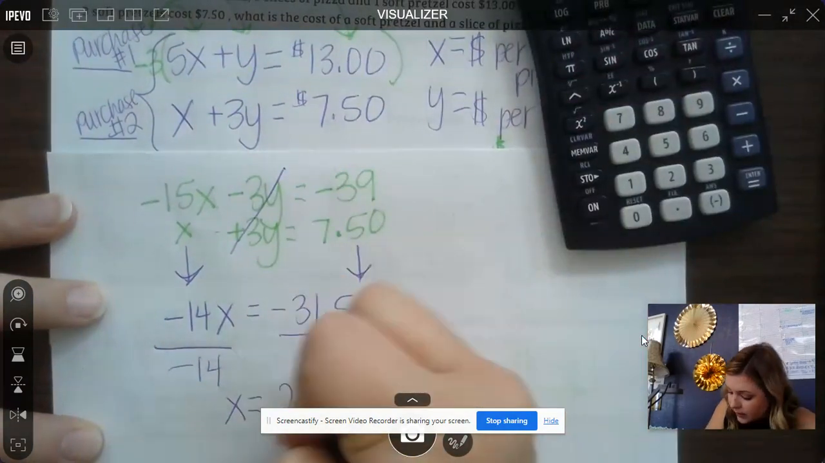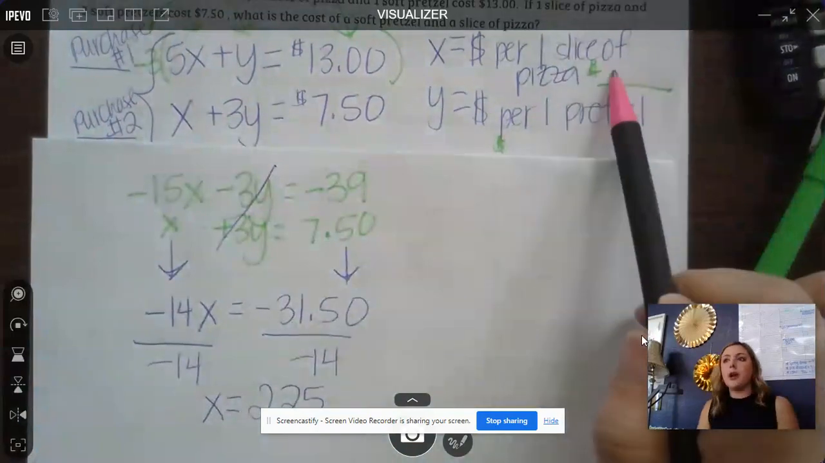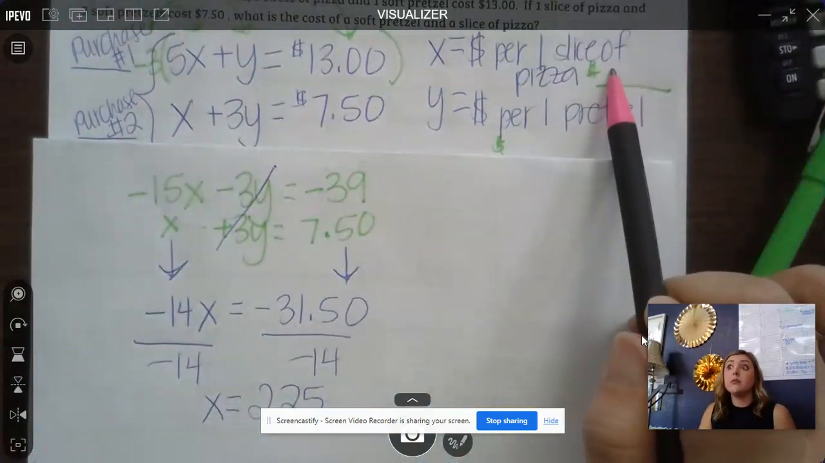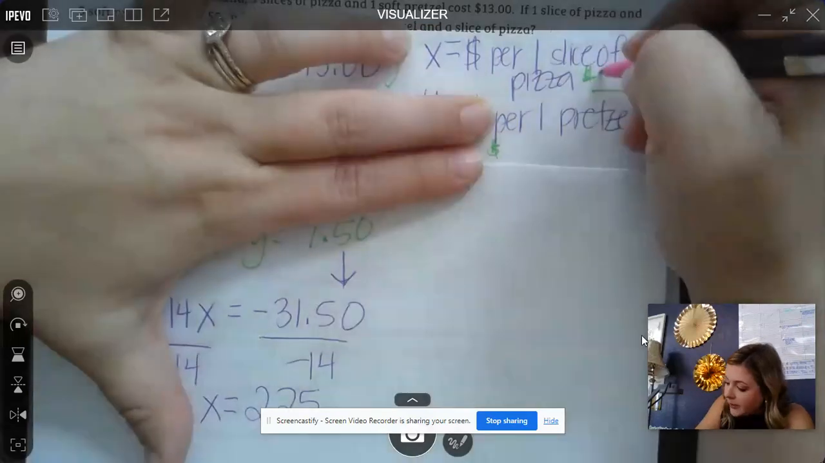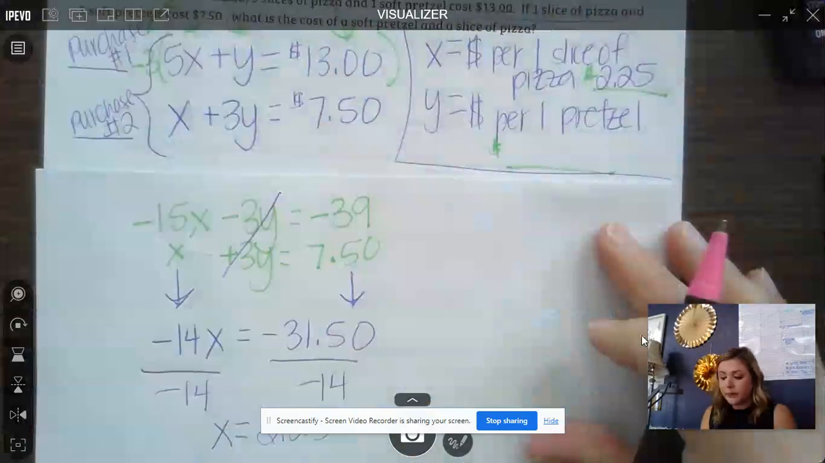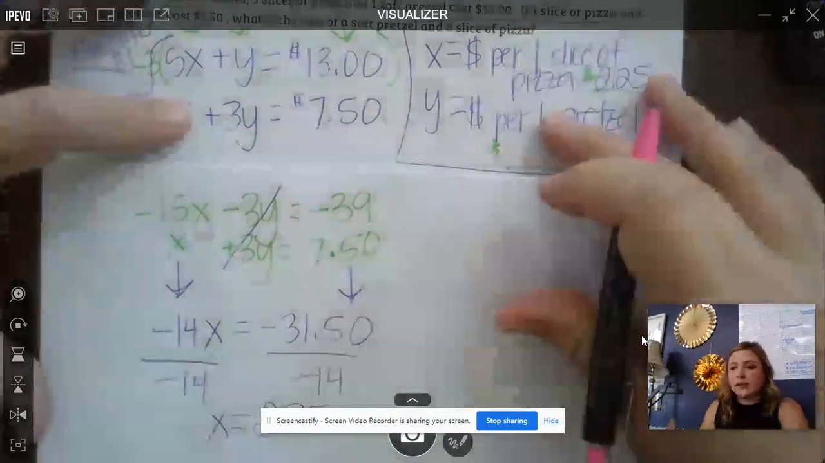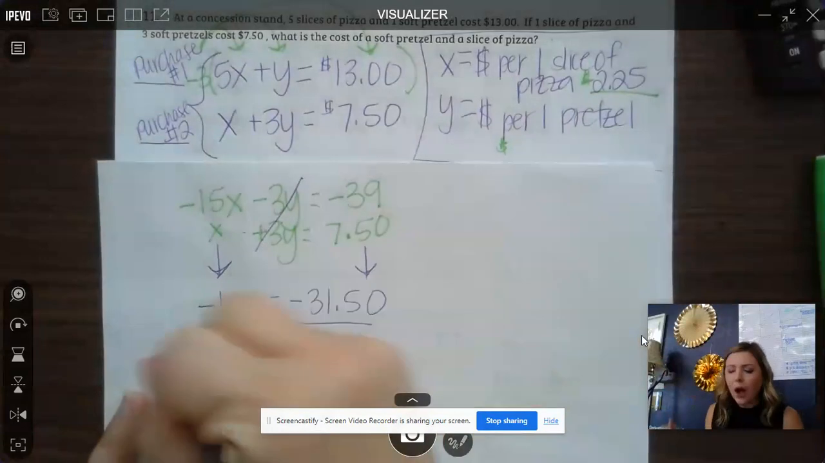And I'm going to go back to the top and make sure this makes sense. What were we solving for? x. So is that okay to be a decimal? Yes, absolutely. That's $2.25 per slice of pizza. I've set myself up so that my answer is ready to go. And now that I know what x is, how can I get y?